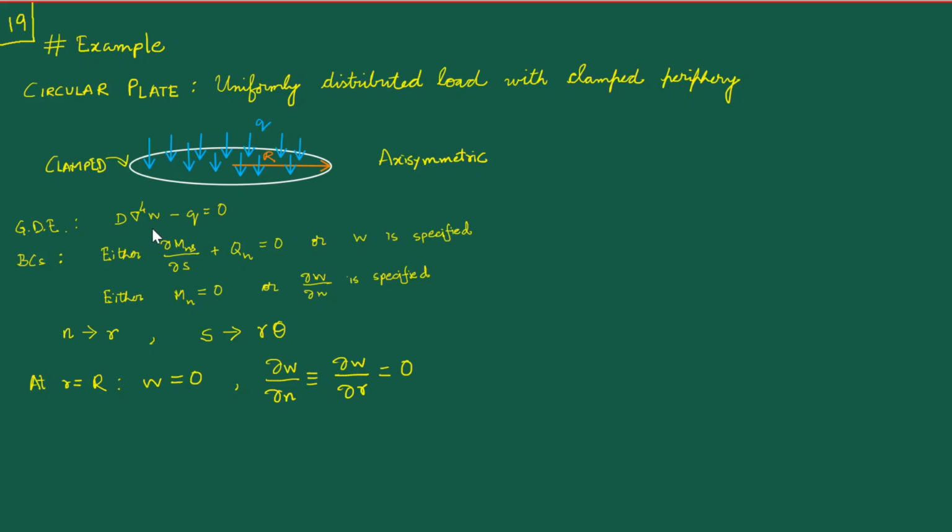Now that fourth order differential equation can be solved completely only if we have four boundary conditions, or four conditions to solve for the unknown constants. But here we have written only two conditions. So what is missing here? We have to understand that some conditions need to be specified at r equal to 0 also.